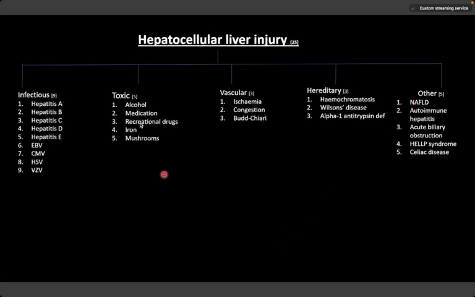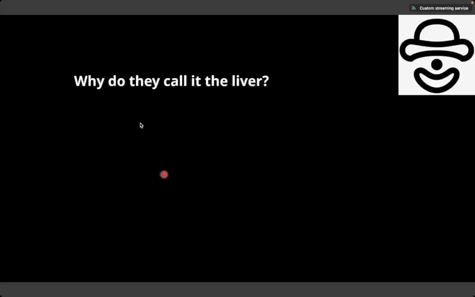Okay, so why do they call it the liver? Because without it, you die. Therefore, it's the liver. It helps you to live.